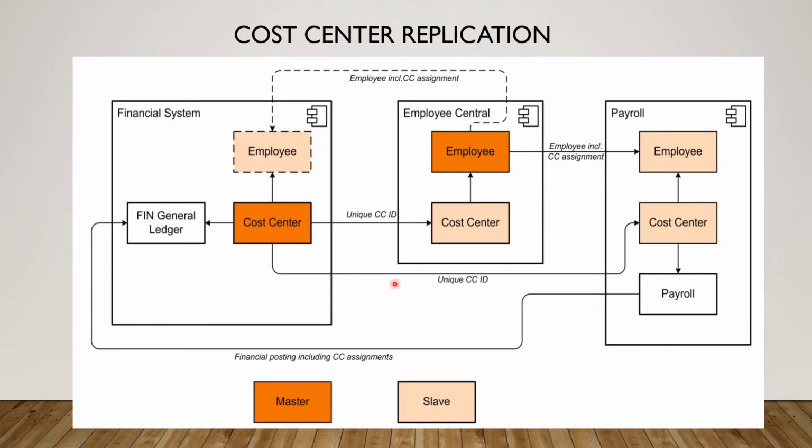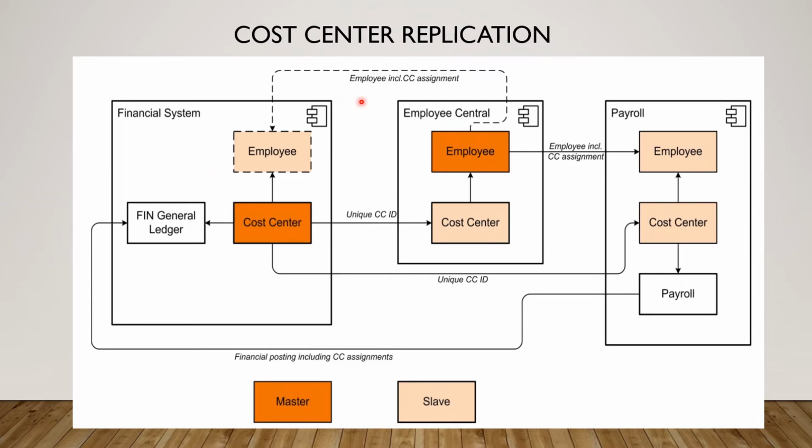Then we will have a look at the cost center replication. As you know, for the cost center we have these three systems. This is the financial system, that is FICO. Then we have Employee Central, and then we have payroll. The cost center replication works in the opposite direction, from ECP, or I would say the SAP system, to Employee Central.